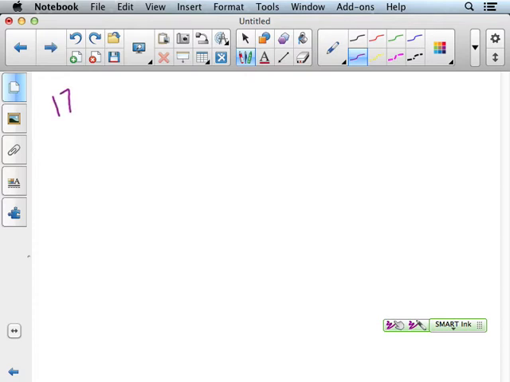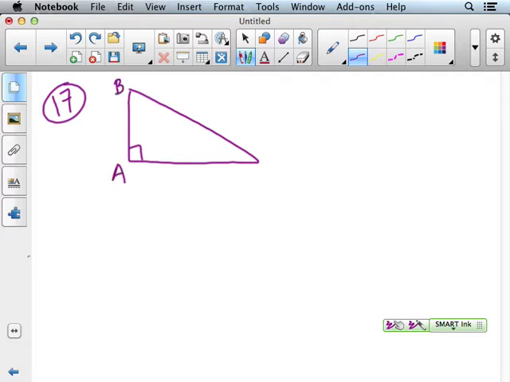Number 17. For the 30, 60, 90 right triangle, so here's my 30, 60, 90. BOA, BA is the short leg, measure of angle A is 90 degrees. So here's angle A, BA is the short leg, and measure of angle A is 90 degrees. Which of the following represents sine of O?